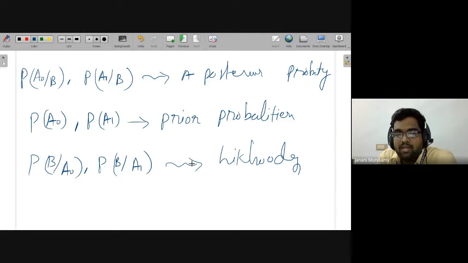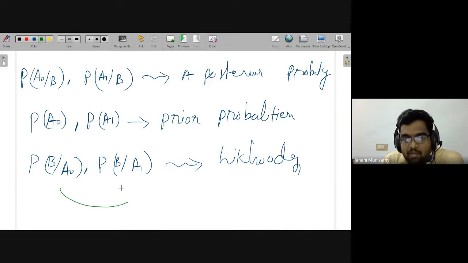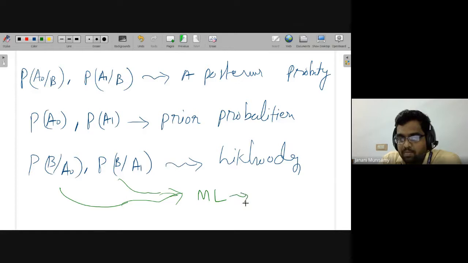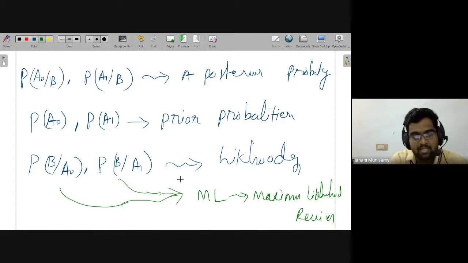Suppose at the receiver side you are making a decision based on this probability, whichever is higher. That particular kind of receiver is called a maximum likelihood receiver. If at the receiver side you are making the decision based on the likelihood, that receiver is called a maximum likelihood receiver.